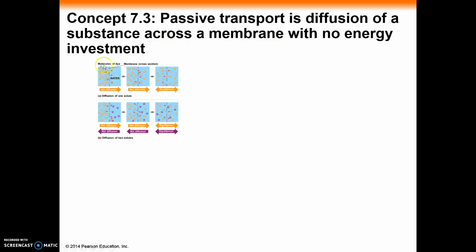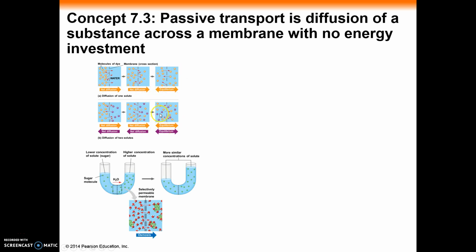So, looking at concept 7.3, passive transport is diffusion of a substance across a membrane with no energy investment. This is just looking at the random chance of each individual molecule and then seeing, well, what is the total number of chances in a particular compartment. So 0 chances over here, a lot of chances over here. So consequently, the molecules are going to move into that empty space. When you get equal amounts on both sides, it's equally likely that they're going to move through in both ways.